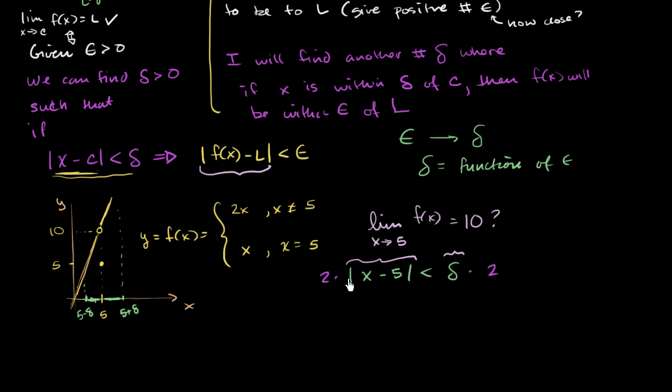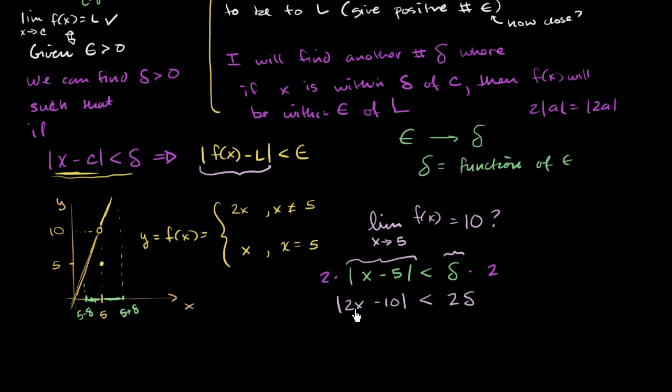And 2 times the absolute value of something is the same thing as the absolute value of 2 times that thing. If I were to say 2 times the absolute value of a, that's the same thing as the absolute value of 2a. So on the left-hand side, this is just going to be the absolute value of 2x minus 10. And it's going to be less than, on the right-hand side, you just end up with a 2 delta.